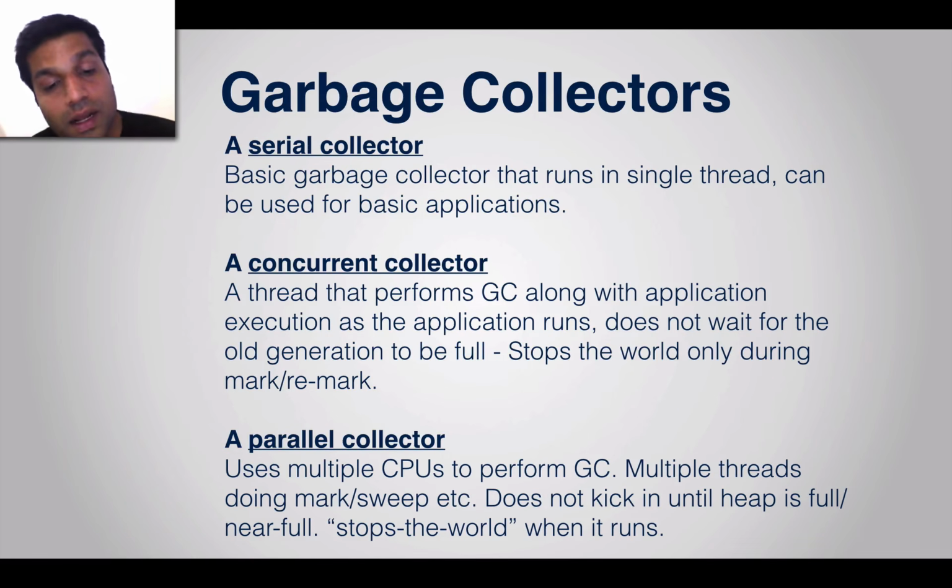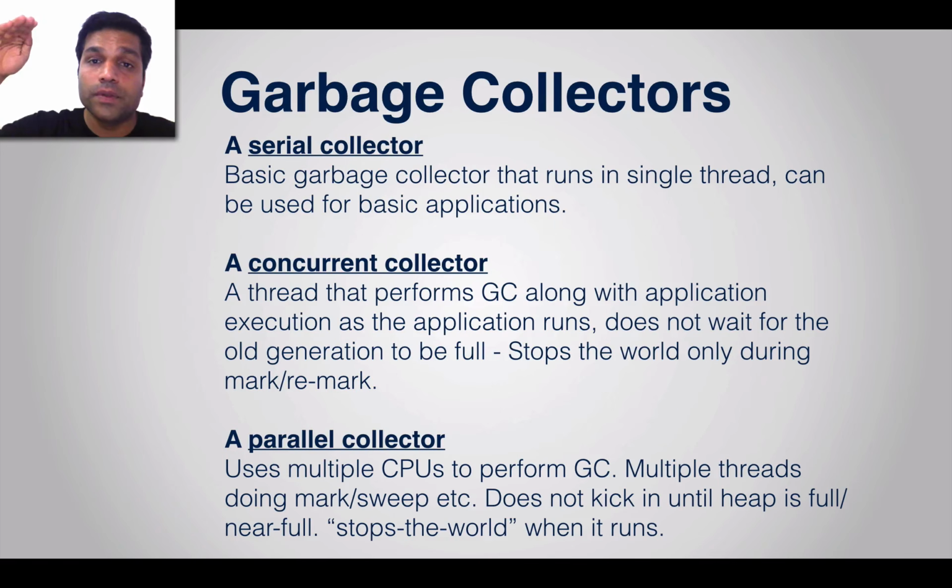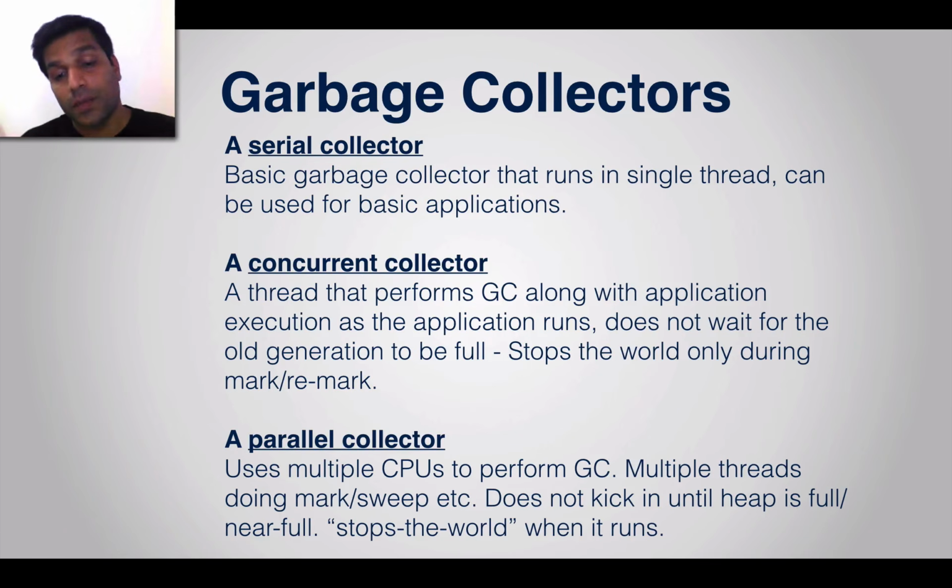Next is the parallel garbage collector, which uses multiple CPUs, the multiple cores of your computer, for performing garbage collection. That means the garbage collection itself is going to be fast because it's using multiple CPUs. Multiple threads do the mark and sweep, but it does not run concurrently with your application. It just sits there, and whenever there is a need for garbage collection, like the old generation being say 90% full, the parallel garbage collector kicks in, runs in parallel, quickly does the garbage collection steps, and lets the application continue.